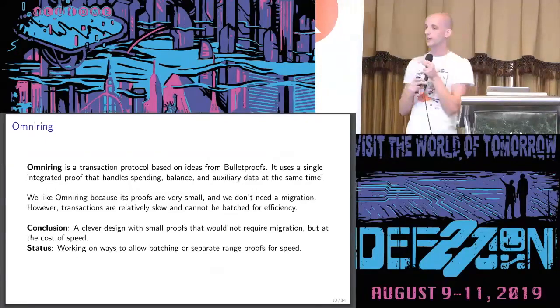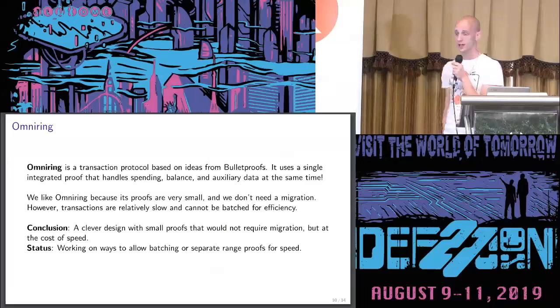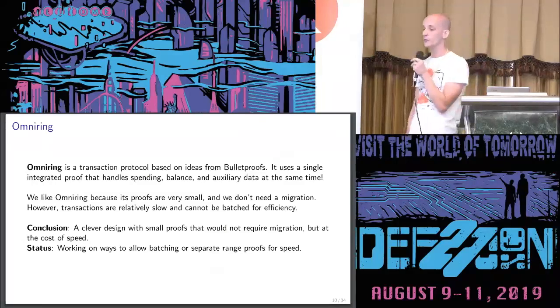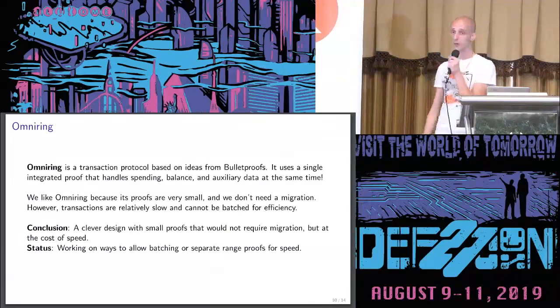It's kind of cool. And the reason I like it is because much like Atlantis, you get very, very small proofs, and you don't even need to migrate over output pools. You can reuse the same data that's already on the chain in terms of decoys in a really, really small, neat way. But the downside is the cost of speed. OmniRing transactions would be slower than we're dealing with right now.